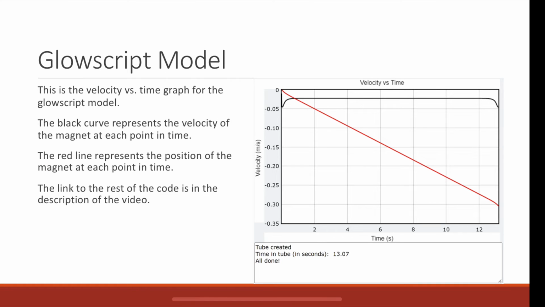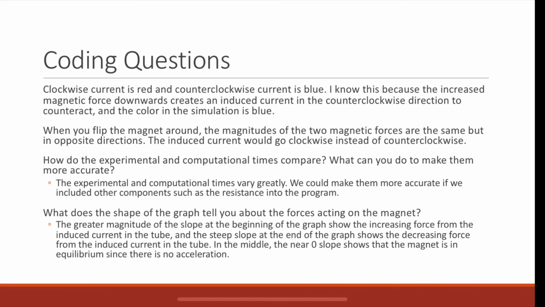Here's my Glowscript model. This is the velocity versus time graph of the Glowscript model. The black curve right there is the velocity of the magnet at each point in time, and the red curve is the position. Some of the questions.